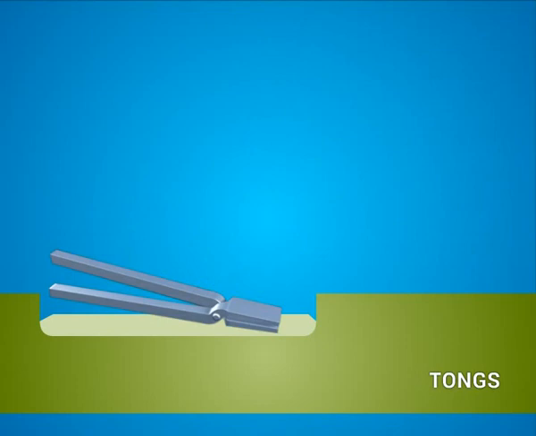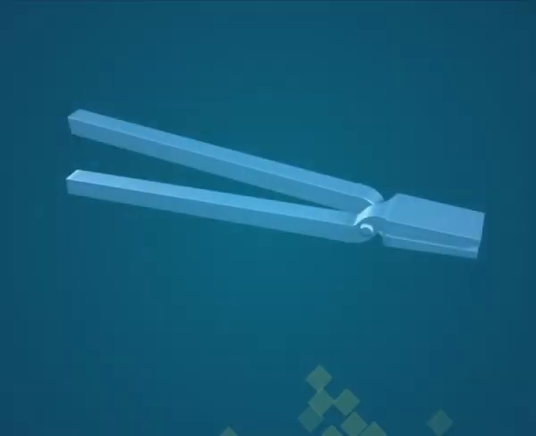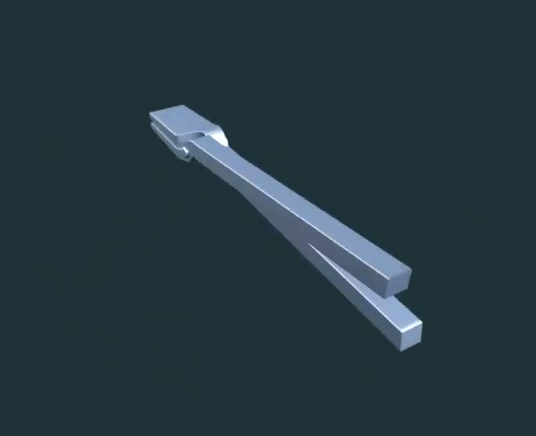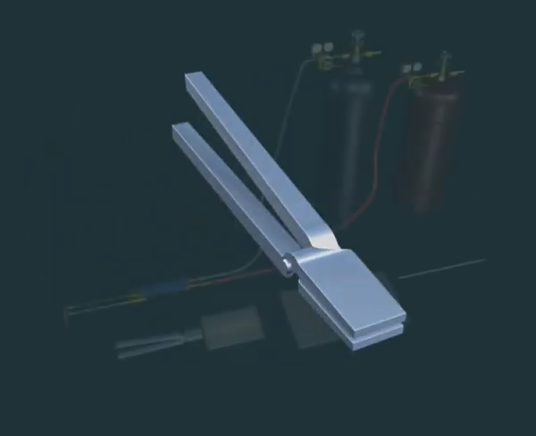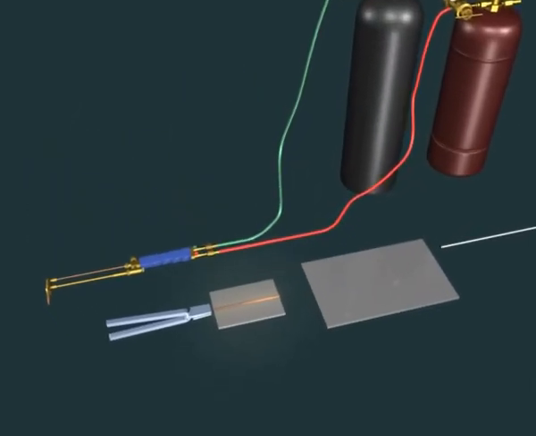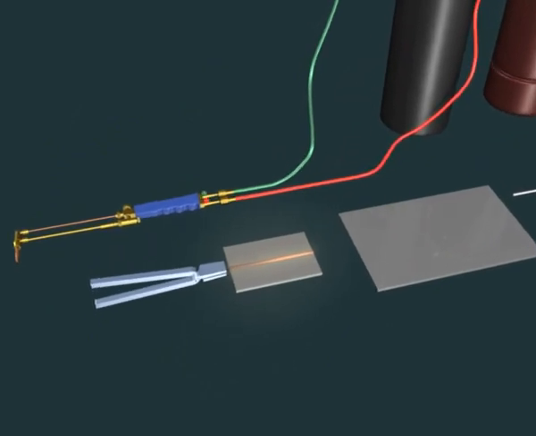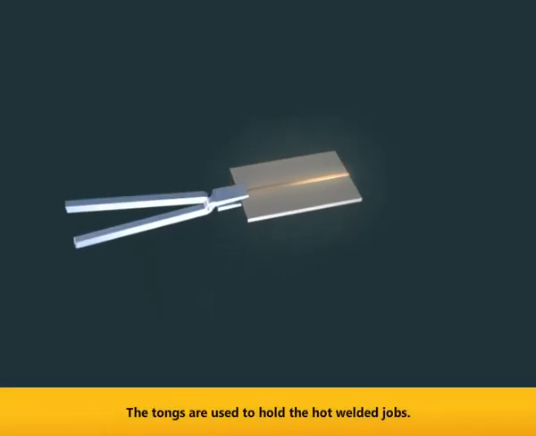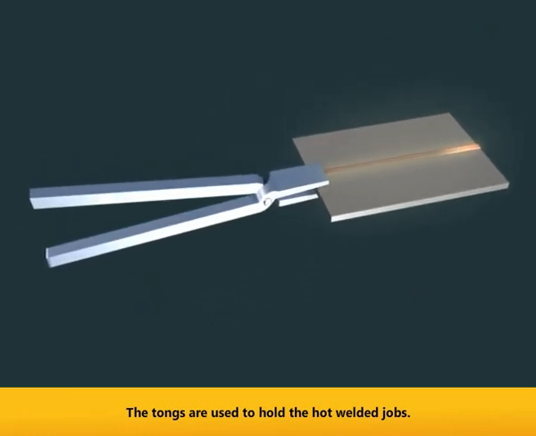Tongs. Let us see the use of tongs in arc welding. Tongs along with job. The tongs are used to hold the hot welded jobs.